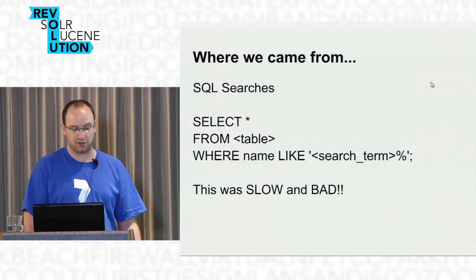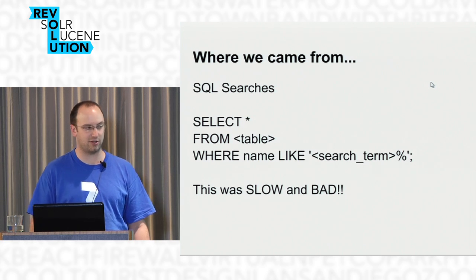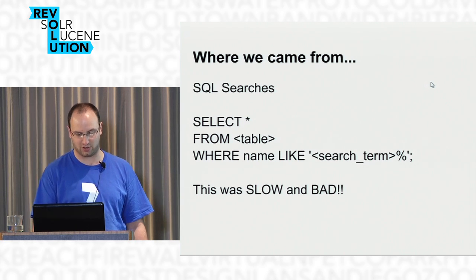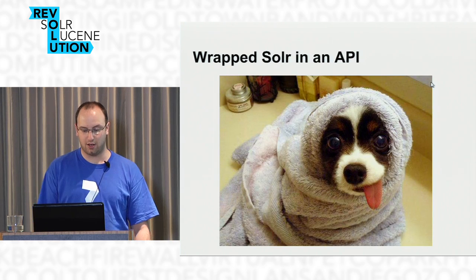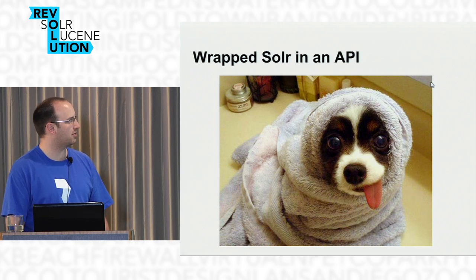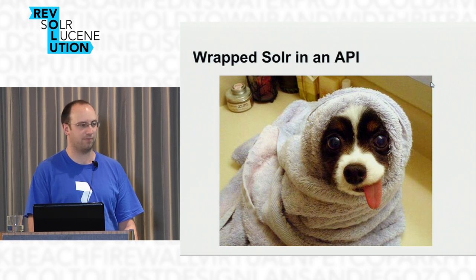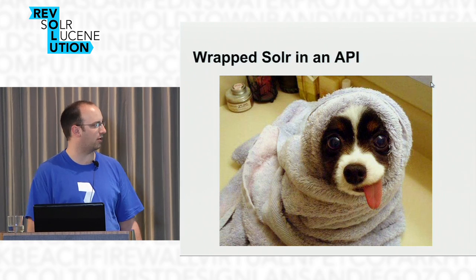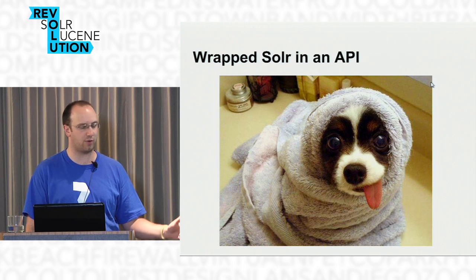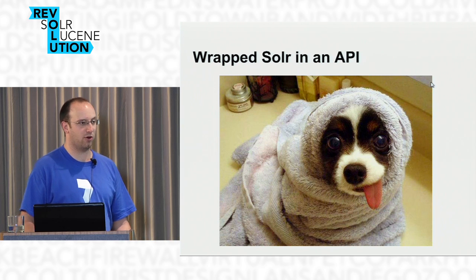So where did we come from with search? Well, we came from the hideous world of SQL searches, which, well, slow and bad really says it all. So we started out and we took Solr and we wrapped it in a cuddly little API so that we could more easily change that than changing Solr. Rather than having to recompile Solr, we could just make a small change in our API in the way we did our query parsing. This is here just to prove that I'm not just a cat person.